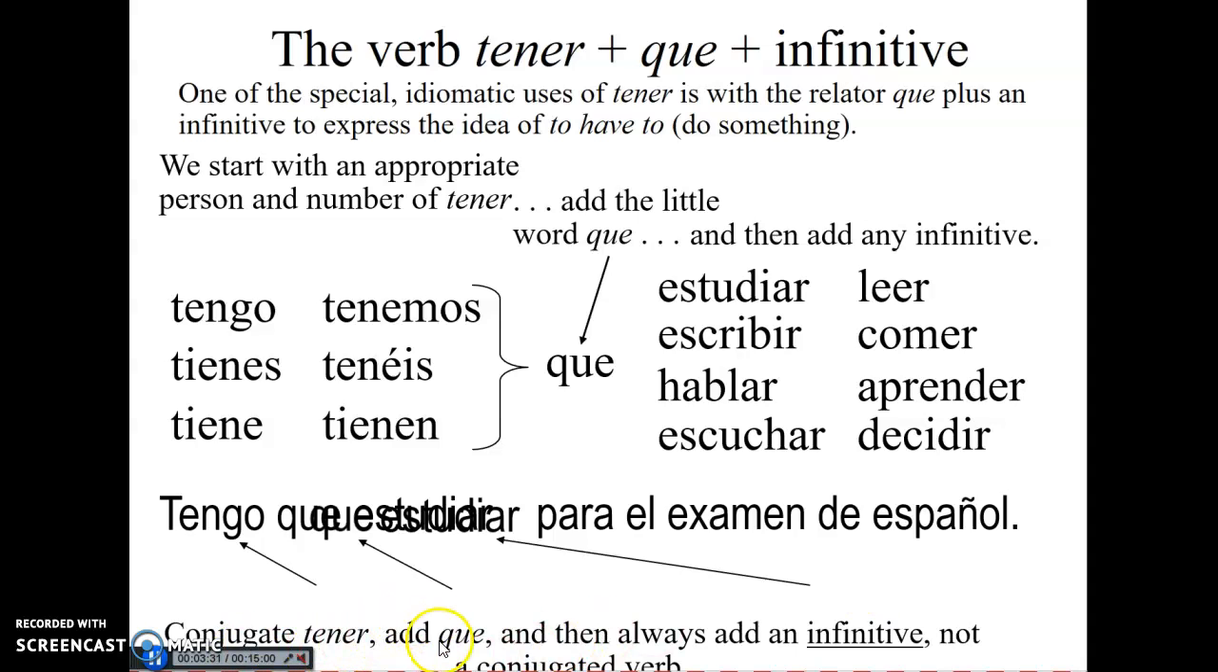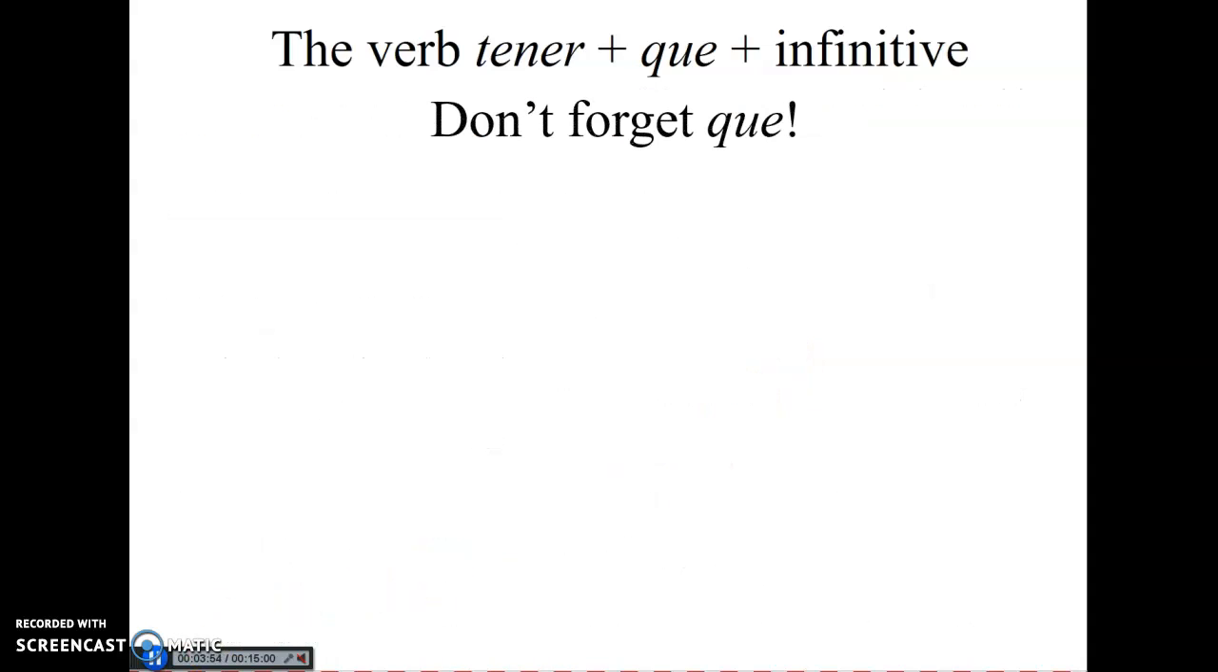Conjugate tener, add que, and then always add an infinitivo, not a conjugated verb. Let me say that again. I conjugate or change el verbo tener. I add que, and then I add an infinitivo. These are the infinitivos, AR, ER, and IR verb endings, not a conjugated verb. With the verb tener plus que plus infinitivo, don't forget que.